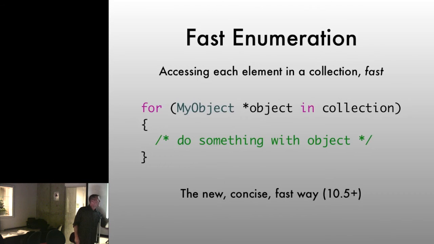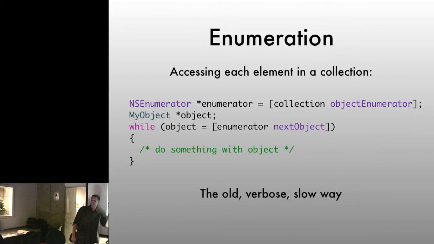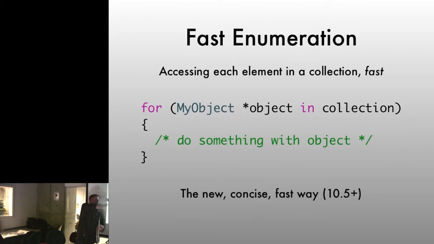So, old syntax, NSEnumerator. You may still see this in older code, especially code that came out before 10.5. The new way, you'll see for, the object type, the name of the variable, in, and then the name of your collection.